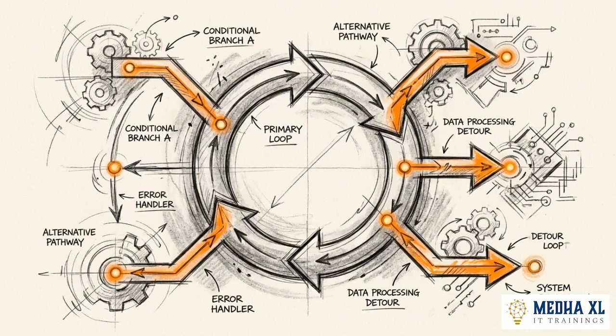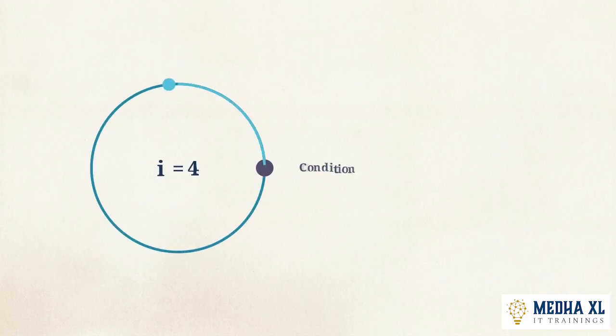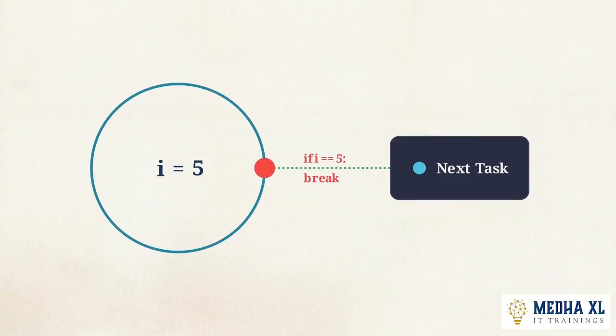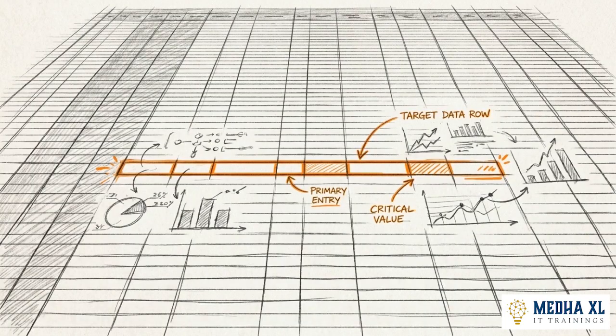Standard loop cycles are predictable, but execution modifiers allow for more specific control over that flow. The break statement acts as an exit. When the program hits a specific condition, it ejects from the loop immediately and moves to the next block of code. This allows an algorithm to stop a search the moment it finds a target value, rather than finishing a sequence of millions of empty rows.